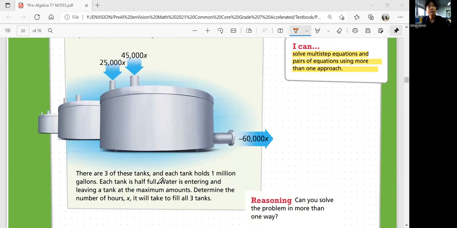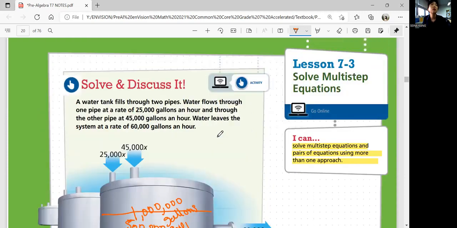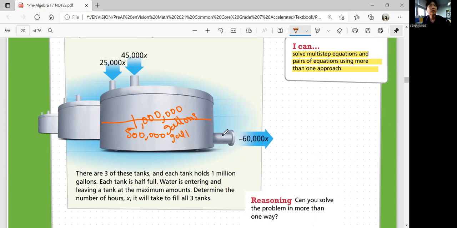So let's look at the problem. There are three of these tanks and each tank holds 1 million gallons. 1 million has how many zeros? 6 zeros. Each tank is half full, so right now it's only 500,000 gallons. Water is entering and leaving a tank at the maximum amounts. Determine the number of hours it'll take to fill all three tanks.